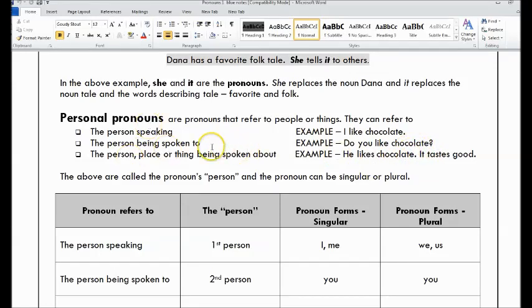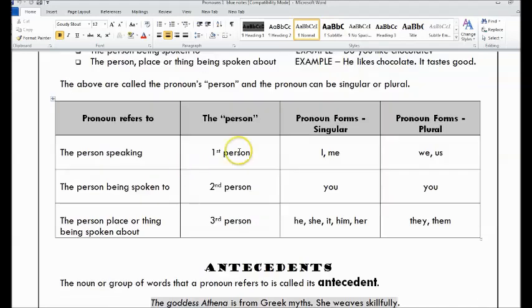Okay? So I like to think about it as first person, there's just me, one of me. Second person, there's now two. There's me and the person I'm talking to. Third person is there's three. There's me talking to you about something else. So there's three things, okay?